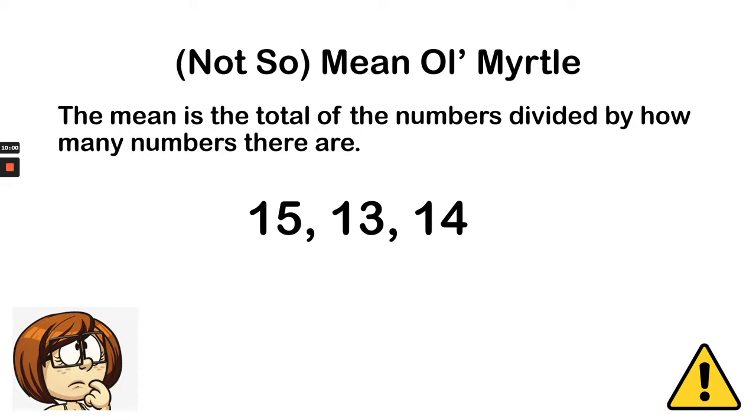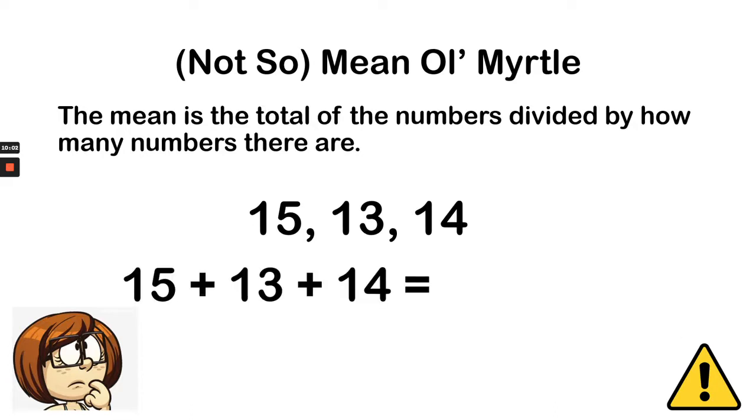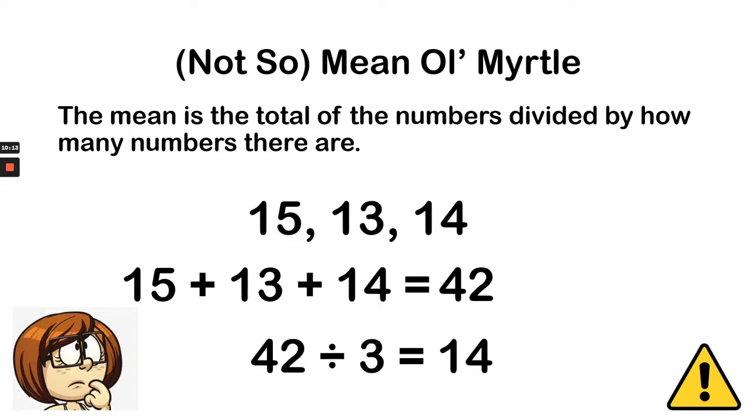All right, let's see. First job is find the total. 15 plus 13 plus 14 gives me a total of 42. Now 42 needs to be shared by how many numbers I added together. 42 divided by 3 gives me 14. The mean is 14 for this question. Well done if you got that one, Year 6.